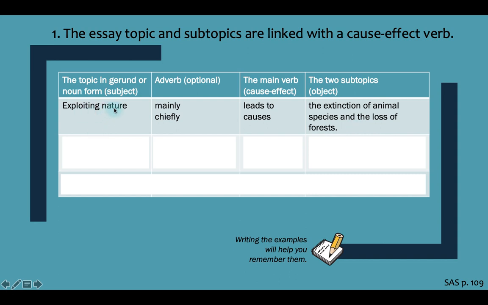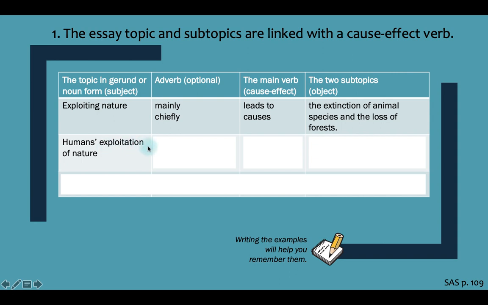Exploiting nature leads to the extinction of animal species and the loss of forests. This adverb is optional. You can leave it in or take it out. Exploiting nature causes the extinction of animal species and the loss of forests. Let's look at another example.